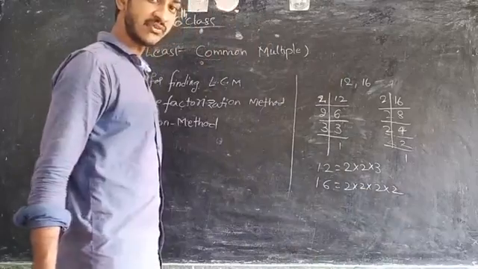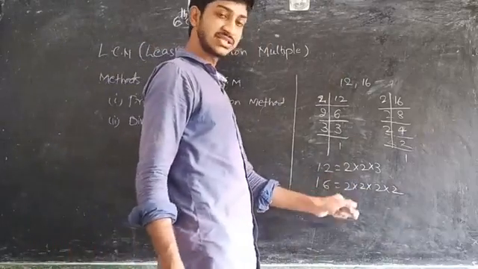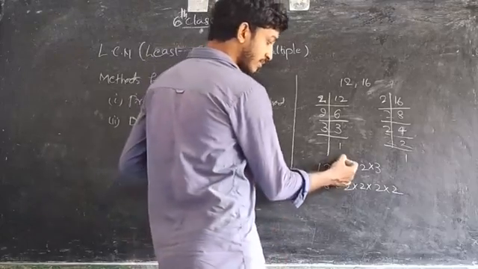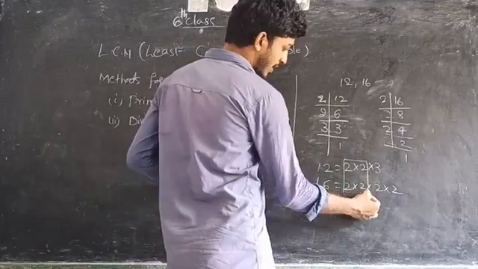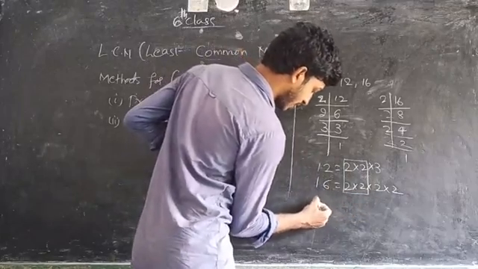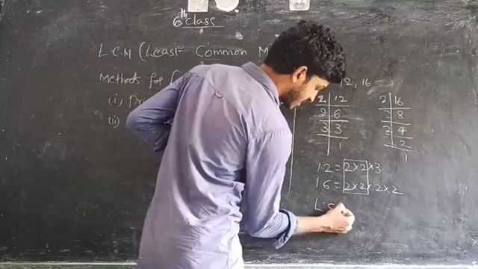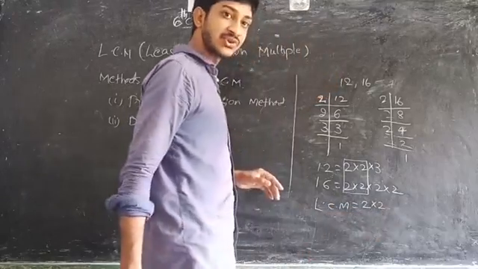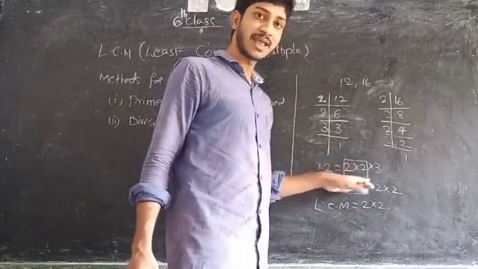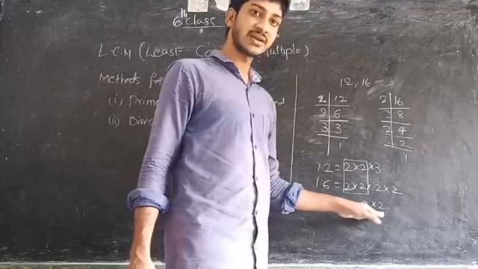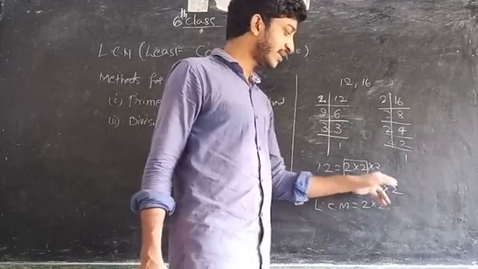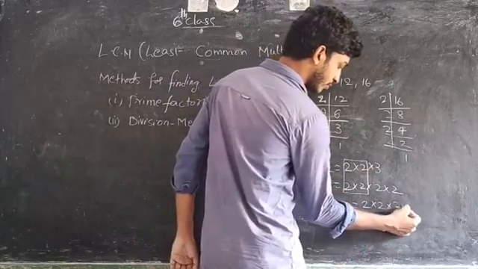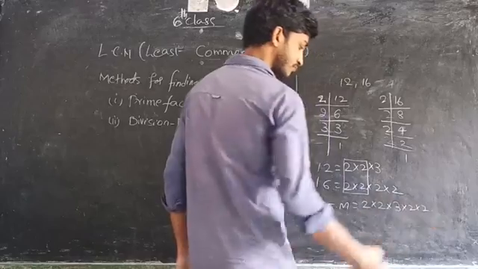Okay. First of all, write the common factors in these both numbers. What are the common factors in these both numbers? 2 and 2, 2 into 2. So LCM is equal to 2 into 2, and we also have to multiply these common factors with the remaining numbers. So multiply 3 into 2 into 2.